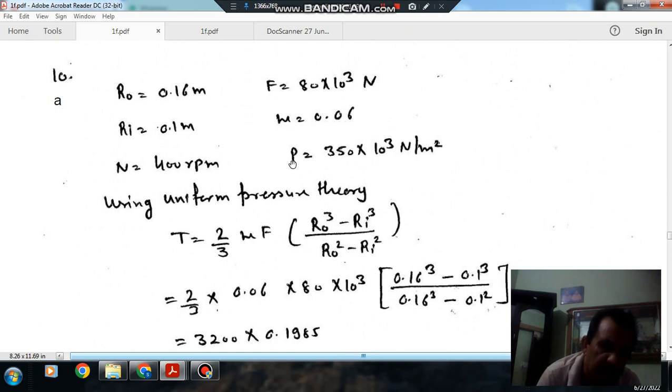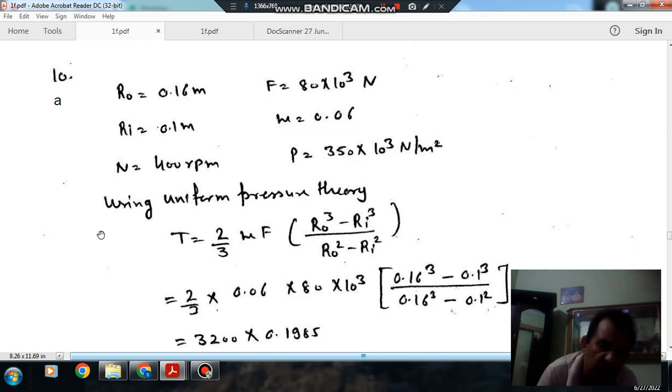RPM is 400 RPM. For pressure, in uniform pressure theory we will keep it uniform, and in uniform wear theory we will take it as maximum pressure. So now first of all we are considering uniform pressure theory, where the pressure is 350 into 10 power 3 Newton per meter square.